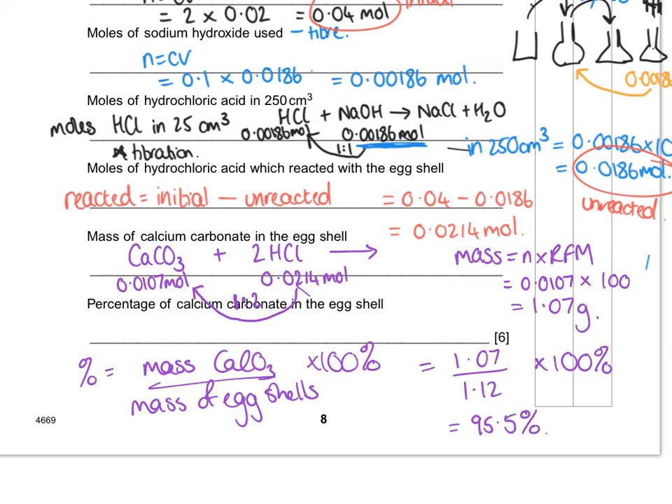Okay, so take it step by step. Try to think, what are they asking me for here? Is it the initial moles? Is it the reacted moles? Is it the unreacted moles? And work step by step. Maybe asked in a different order, but the principle behind them will always be the same.